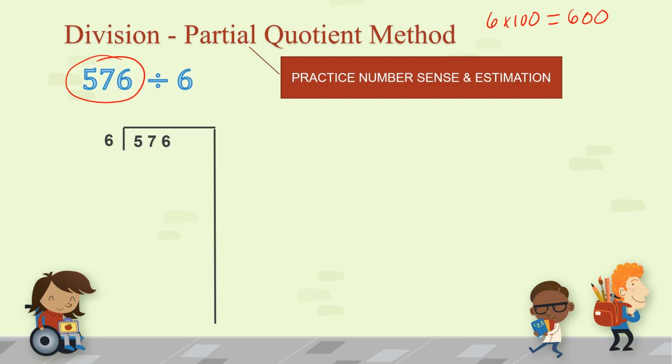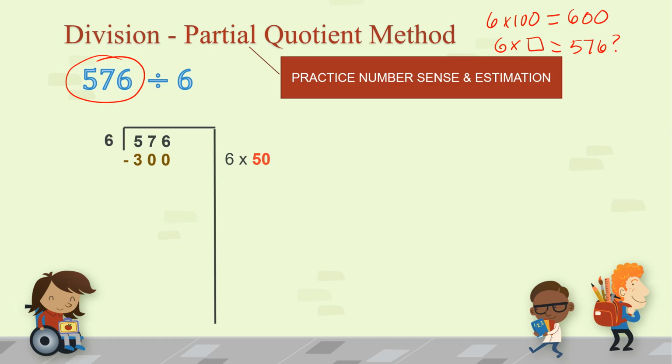Now I'm thinking, 6 times what will get me to 576? That's the question, because division is to look for the missing factor. So I'm going to go 6 times what? I don't know. It's not 100. So let's try 50, because I know 5 times 6 is 30. So 50 times 6 is going to be 300. That's a nice fact to know, right? So I'm just going to use that.